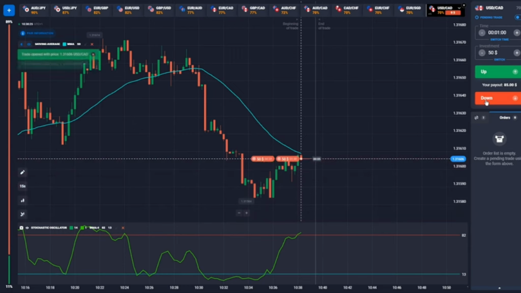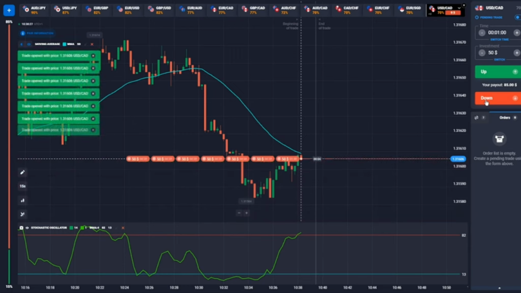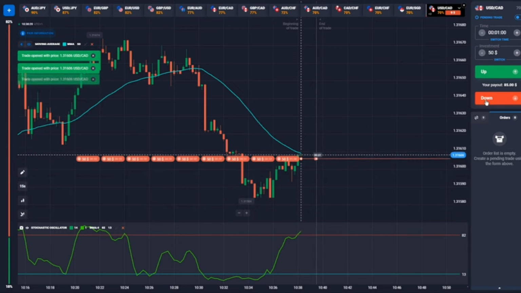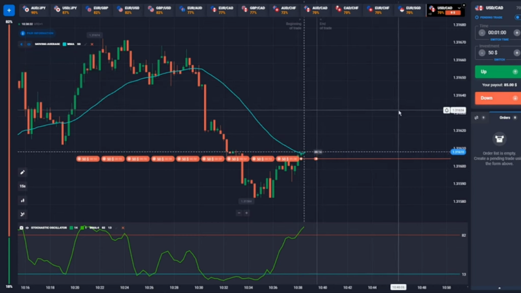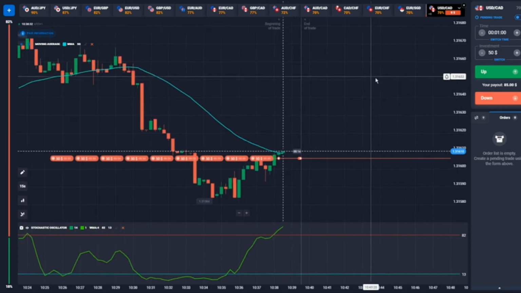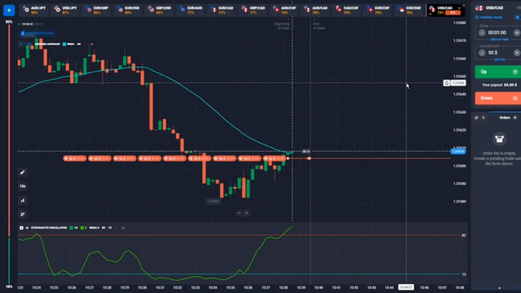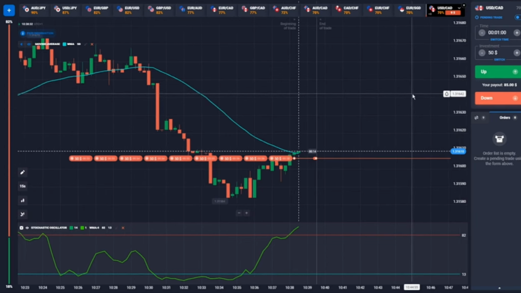This is a very good moment for put option trades as the market is in a strong downward trend as indicated by the moving average indicator. The stochastic oscillator has gone to the overbought condition and it indicates the market reversal, giving a strong sell signal. Let's see how the trades will play out in 1 minute's time.